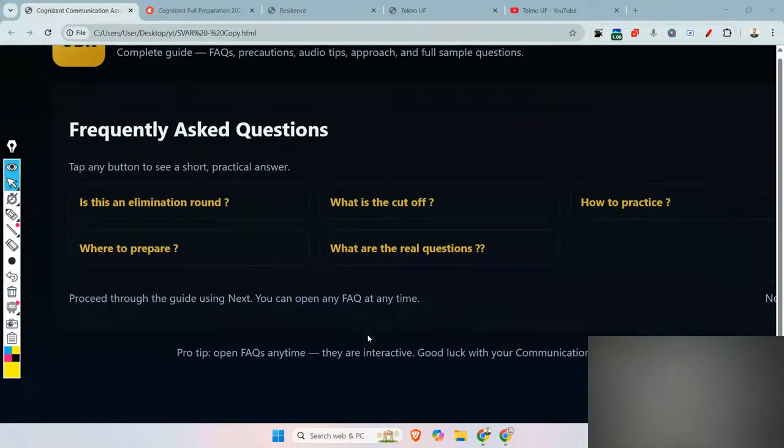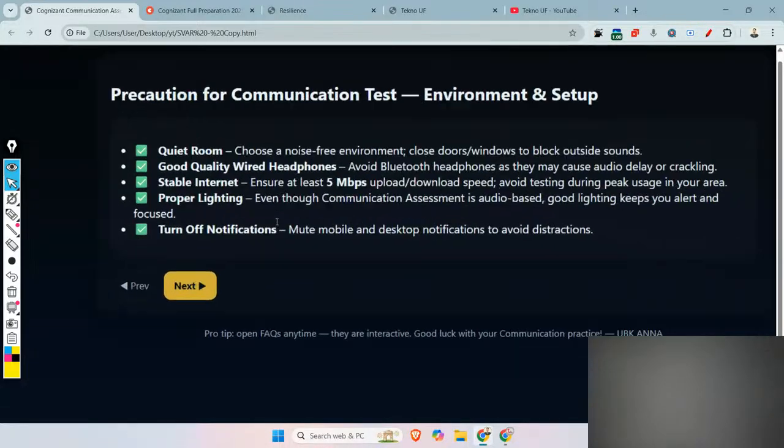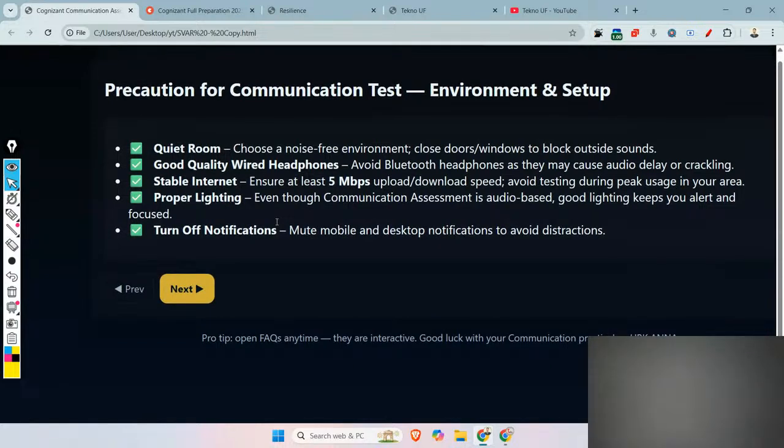Now let me discuss the next thing. Before the communication round, you have to make sure that you are sitting in a quiet room, because of the noise many students got eliminated, and this is the truth. You have to have good quality wired headphones, a stable internet connection, and proper lighting should also be there.